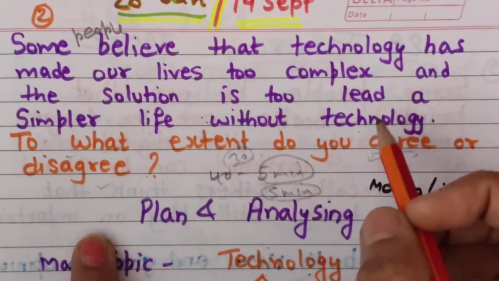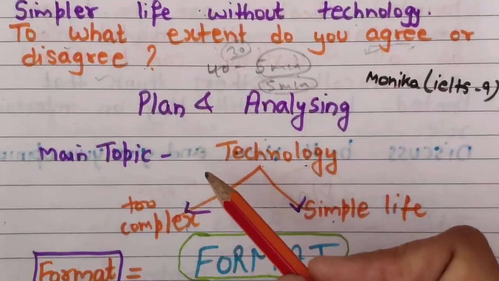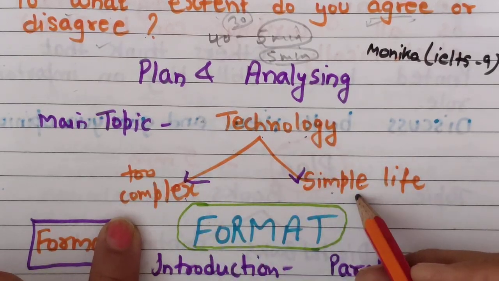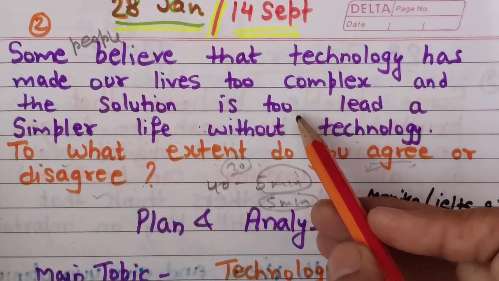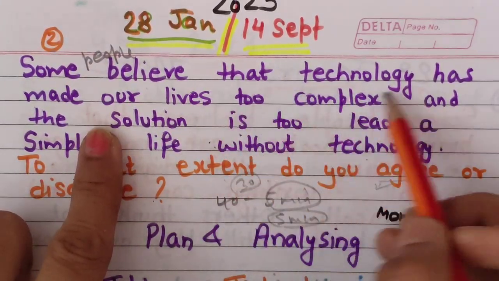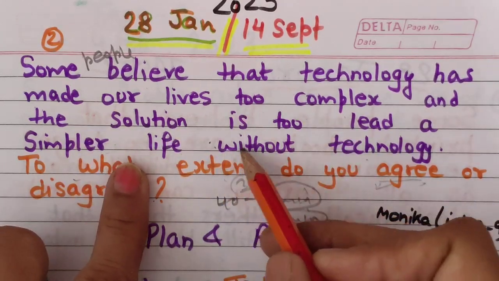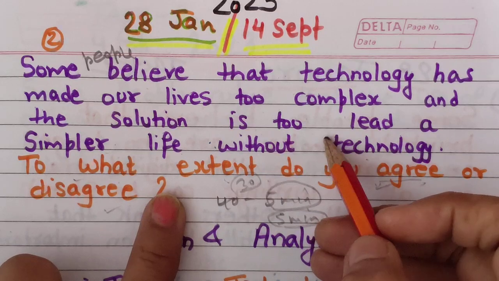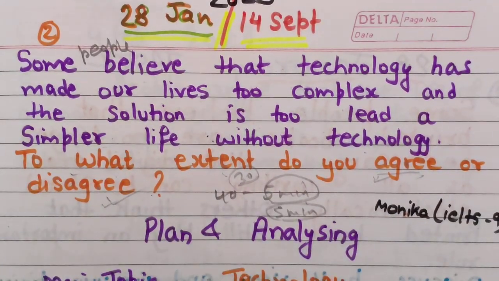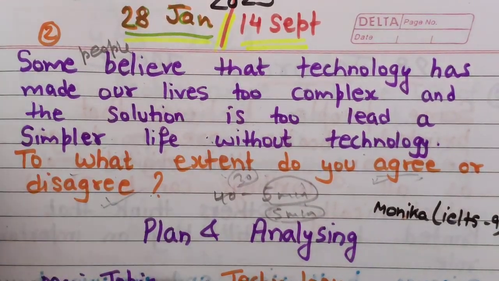Of course, I can see technology. They are talking about technology, so the main topic here is technology. It is too complex and a simpler life. There are two things: some people are saying that technology has made our lives too complex, and they are giving a solution also. So whether you agree or disagree, I told you that I will disagree with that. I will explain my point.